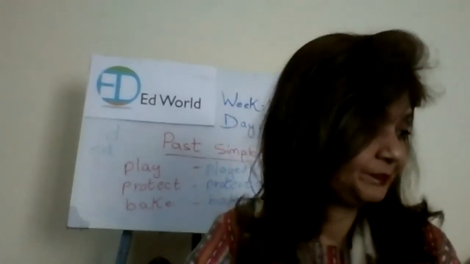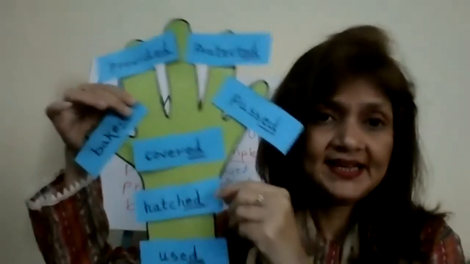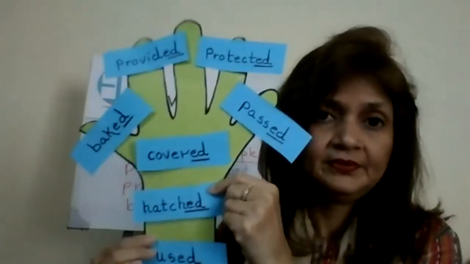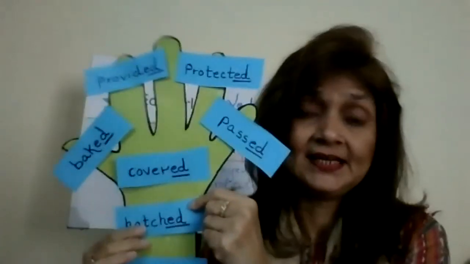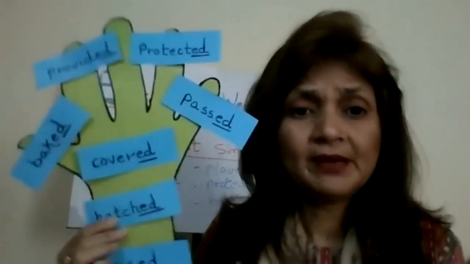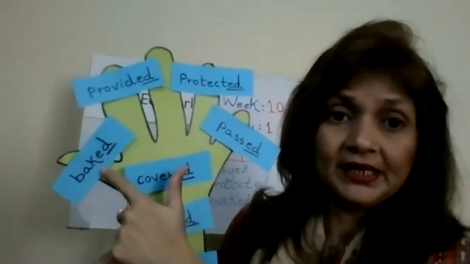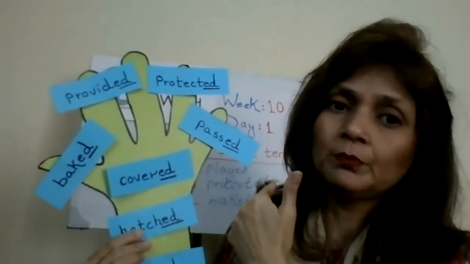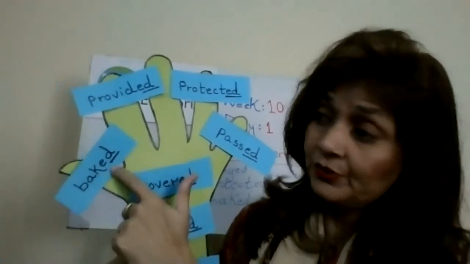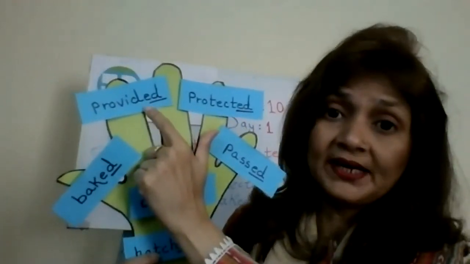You understood? Now I have my word hand with me, right? It's a big word hand. Now here I have written a few past tense words to explain to you, right? Now again bake, which I have already explained to you on the board. It says baked. You add only D. Now provided.